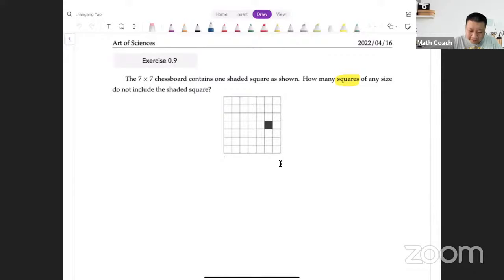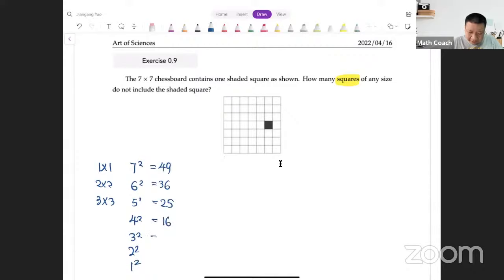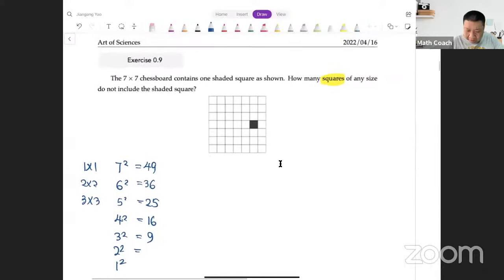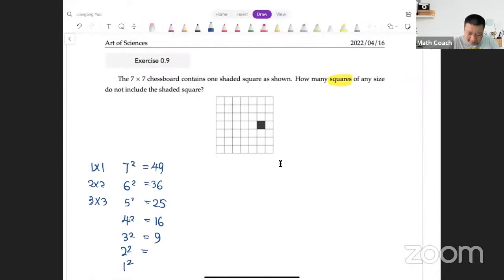right? Without any restriction, 1 by 1 squares, we have 7, and 2 by 2, we have 6 squares, and so on, right? 3 by 3, we have 5 squares, and then 4, 3, 2, 1. And so we just add up these 7 numbers together. Of course, for those of you who already learned some serious knowledge, you know there's a formula we can use as well, but we can directly add. There's no problem about that.